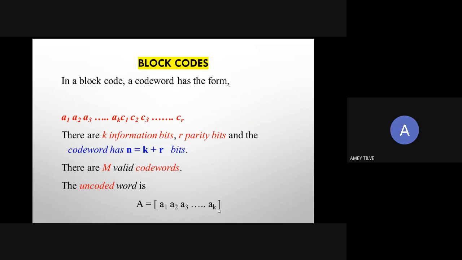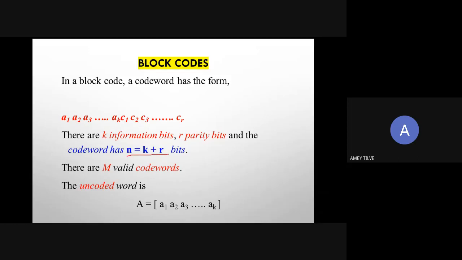Coming back to the block code, we understood what is Hamming distance, what is minimum Hamming distance. Then we learned some basic concepts, what is Q binary, what is Q-ary and all those things. Now we are coming back to the code word. As all of you know, your code word is nothing but N equals K plus R.